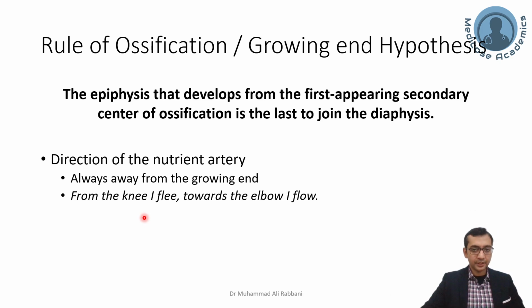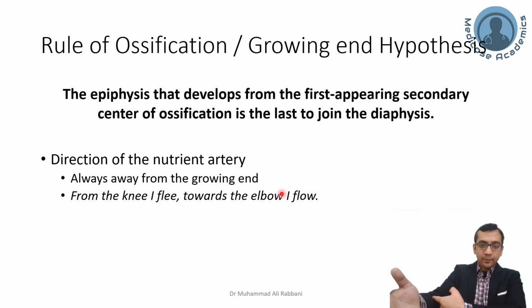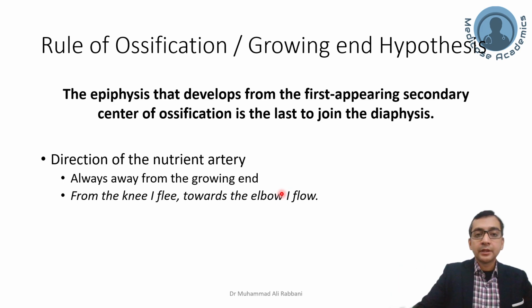From the knee I flee, towards the elbow I flow. So the direction of the blood flow in the nutrient artery is towards the elbow. Like blood is flowing in the nutrient artery towards the elbow I flow. In the radius and ulna, it is moving upwards towards the elbow.